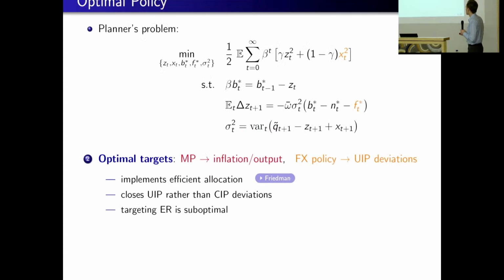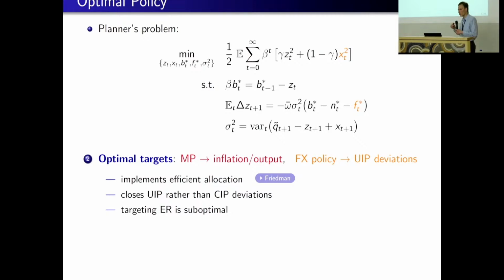Now, what is optimal? Let's start with the simple case when the planner can choose both instruments. In this case, you get this separation result. I think that's what Pierre-Olivier referred to yesterday, right? So you have 2 instruments and 2 different objectives. The monetary policy, the interest rate policy, is used to close the output gap and to stabilize prices. And the FX interventions are used to close the UIP wedge, to eliminate these inefficient deviations in financial markets.